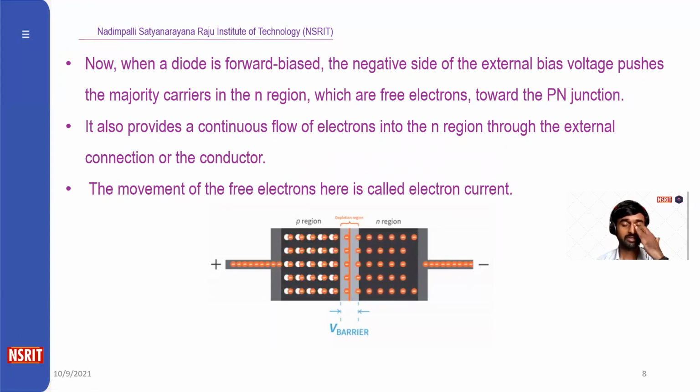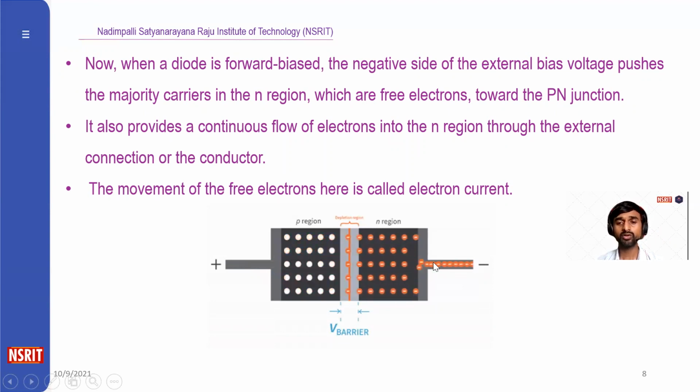So here you can see the electrons from the N region are moving into the P region in a continuous manner. And this movement of charge carriers will be continuous unless and until we remove the biasing. Till the biasing is there, we have the movement of electrons from N region to P region and the movement of holes from P region to N region.